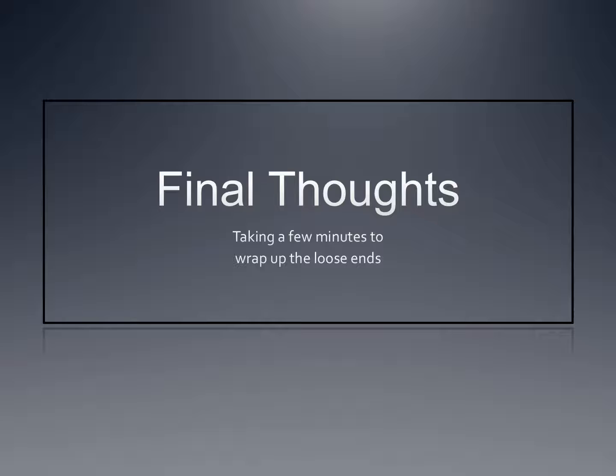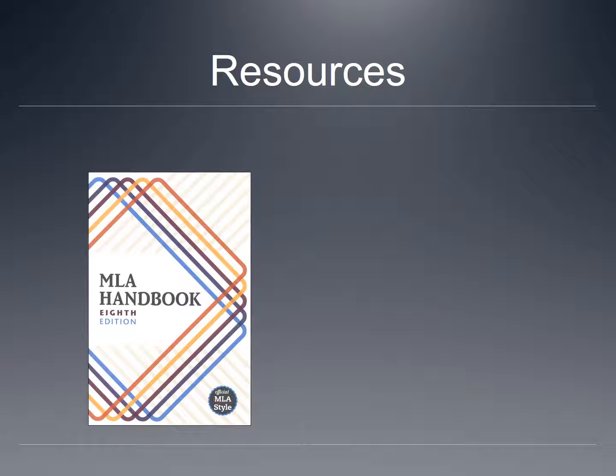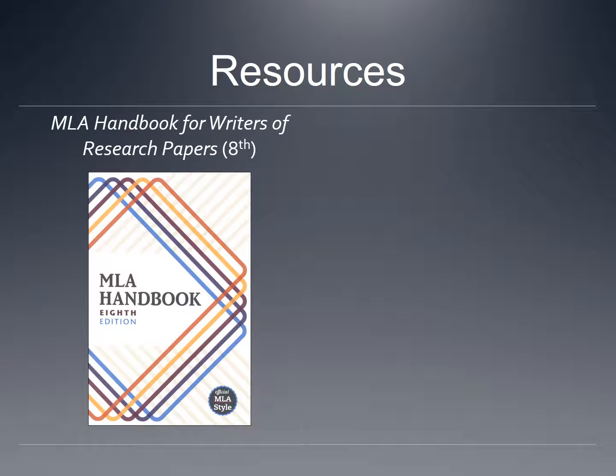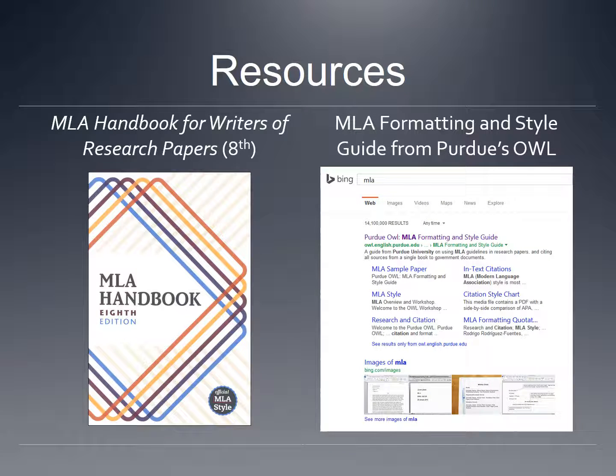All right, taking a few minutes to wrap it up and make sure we're all on the same page. If you need any resources, please check out the MLA Handbook for Writers of Research Papers. It has a ton of great advice. Alternatively, since this is an online class, why don't you just Google MLA and see what the first thing is that comes up? Most likely, it's Purdue OWL. OWL is the greatest website for writers everywhere. Please go check them out. They have a great explanation of what's going on in MLA.